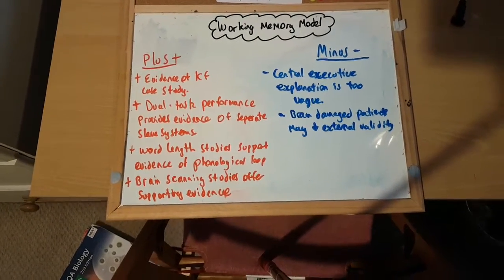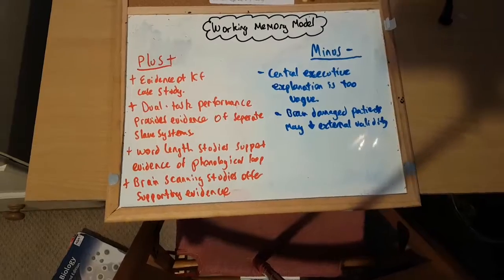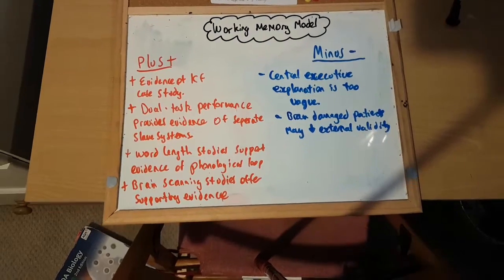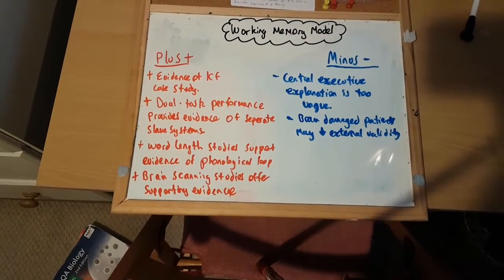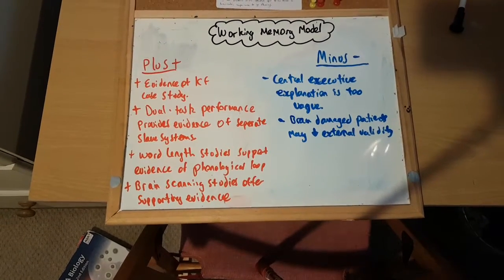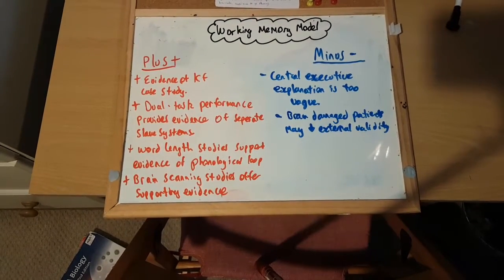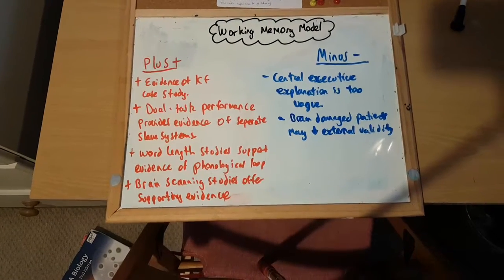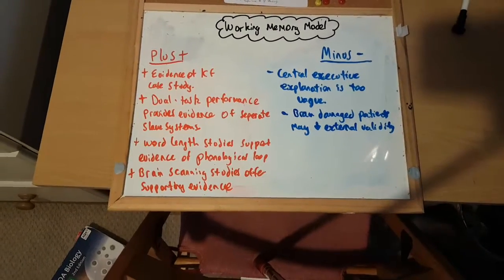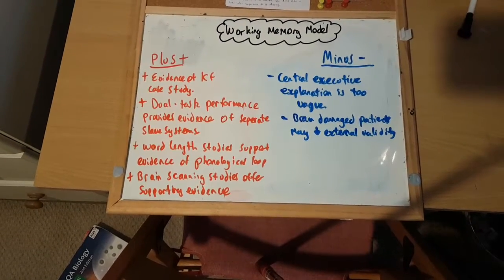Another advantage or plus from research of the working memory model is dual task performance provides evidence of separate slave systems. So Alan Baddeley, key figure in memory research in psychology, basically he showed by giving participants two different tasks. So one where they had to use both their visual and their acoustic, so listening skills, as part of the task, and then one was just two visual things.